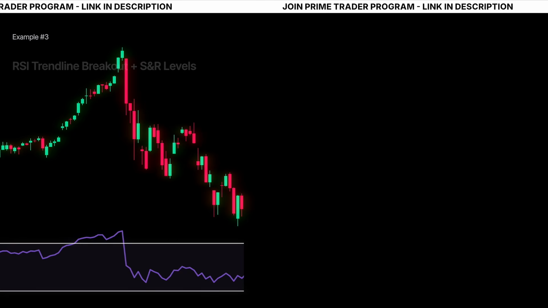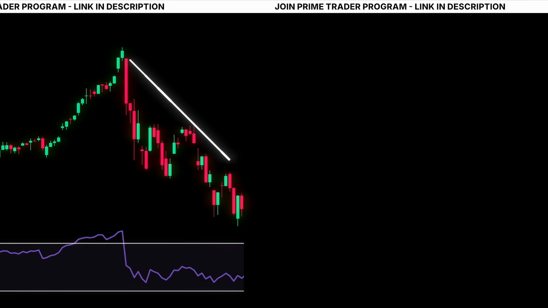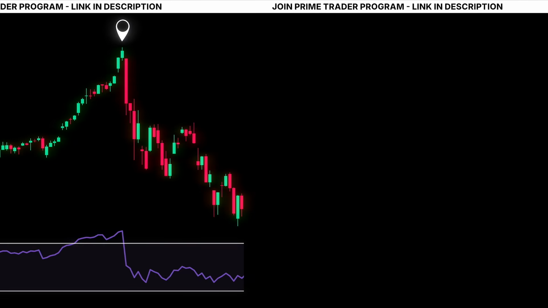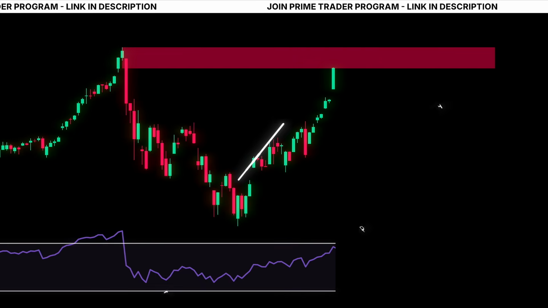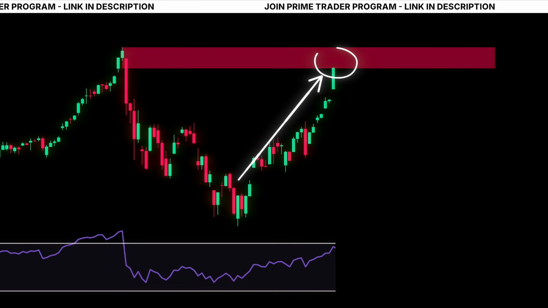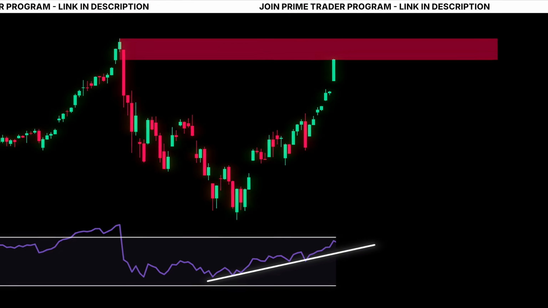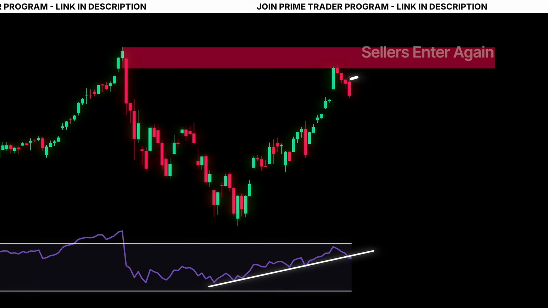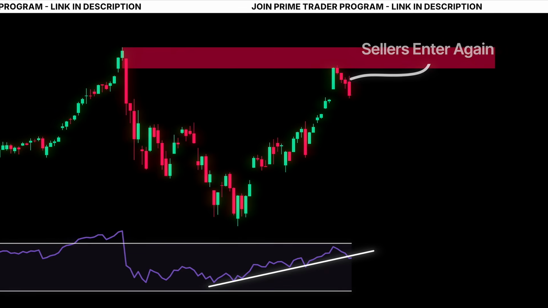Here is a sell trade using the RSI Trendline Breakout setup with the key levels. We see that the price reversed downwards from this price level, so we mark it as a resistance. The price then makes another up move coming into the resistance level. We mark a trend line on the RSI for this up move. Sellers enter at the resistance level again, and we are ready for a sell trade.